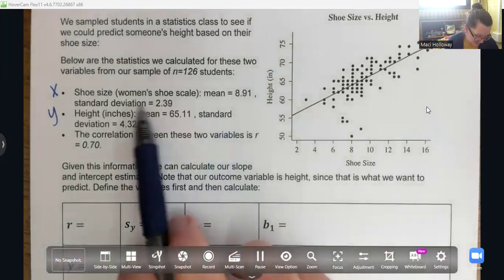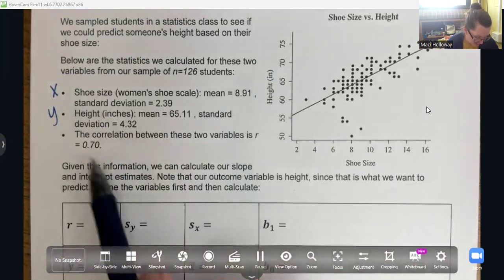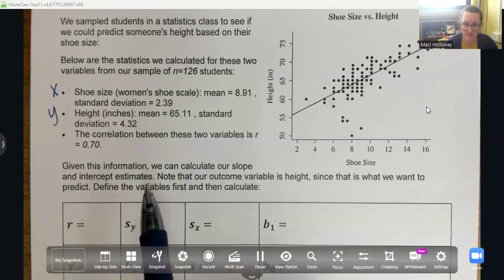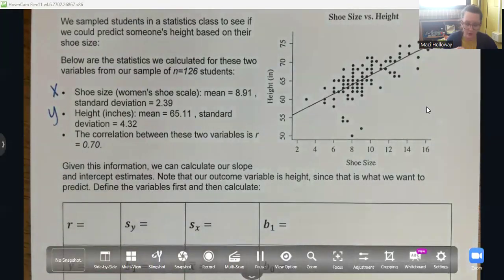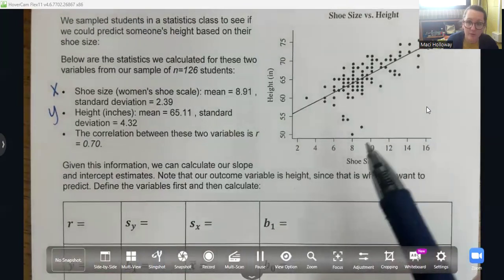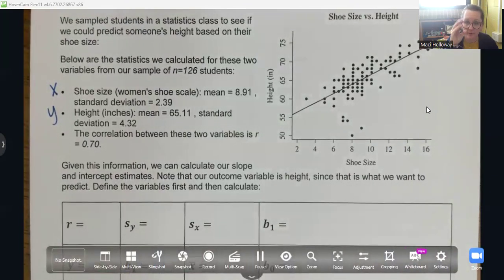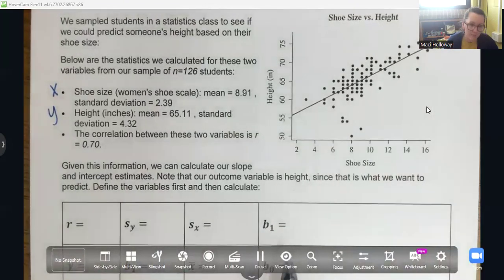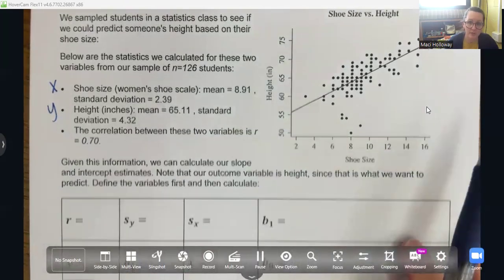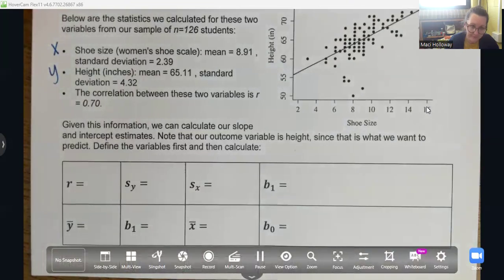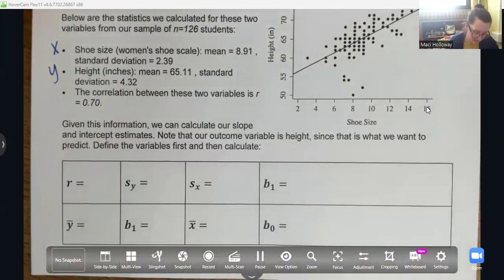So it tells us our statistics here for shoe size and height, and it also tells us our R value of 0.7. So we know that it is a moderate positive correlation. We have some down here that are not quite so close to our predicted line. So let's determine what our slope and y-intercept are based on these statistics. So let's identify our variables and then calculate.